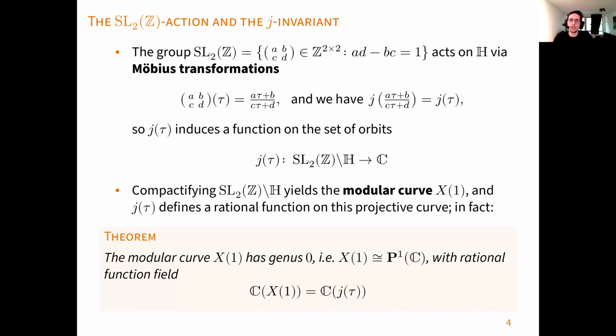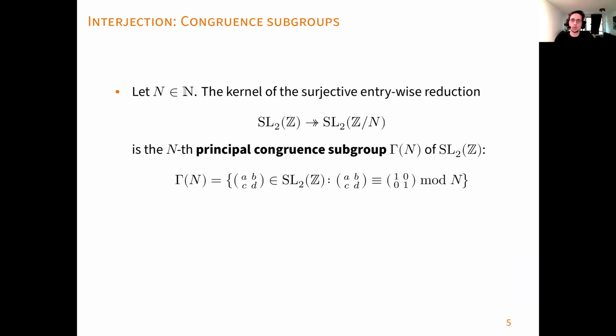And for this, we need to make a small interjection on these so-called congruence subgroups. For this, we take a natural number n and we look at the surjective reduction map from the integer 2x2 matrices with determinant 1 to the 2x2 matrices with determinant 1, but with coefficients now in Z modulo n. And the kernel of this reduction map is the nth principal congruence subgroup Γ(n). So explicitly, it is given by these integer 2x2 matrices that reduce modulo n entry-wise to the identity matrix.